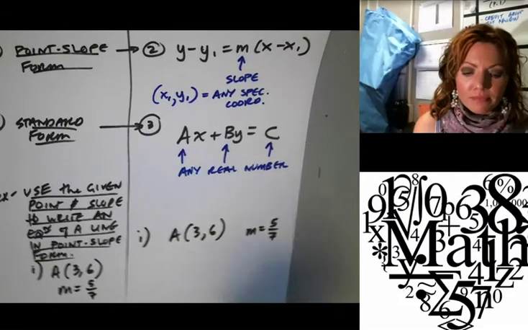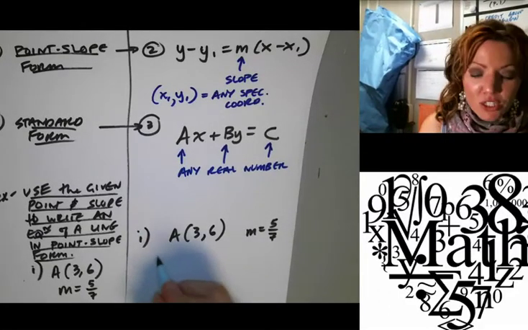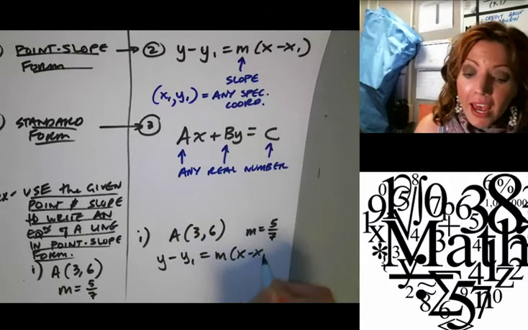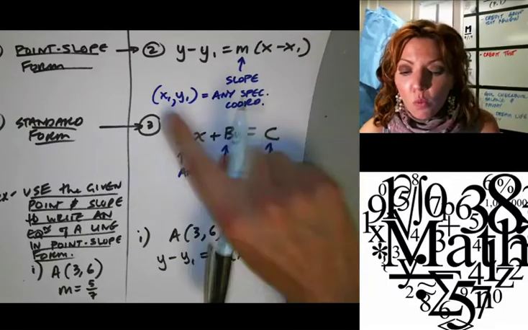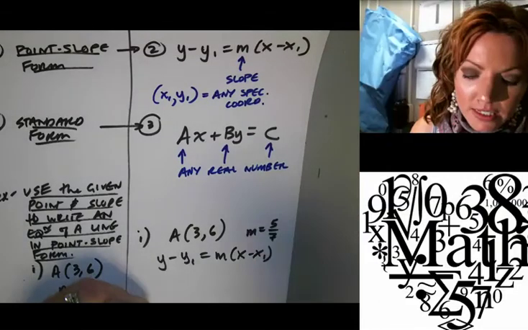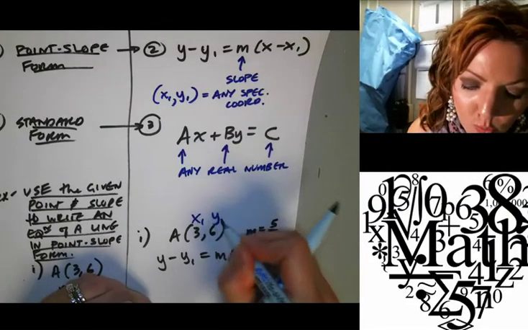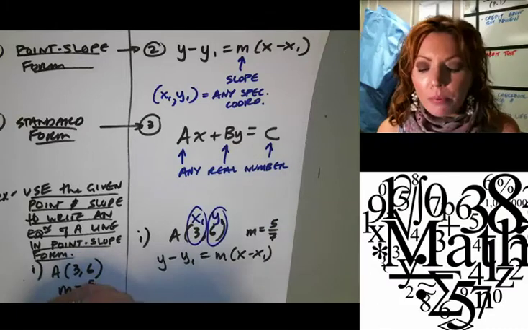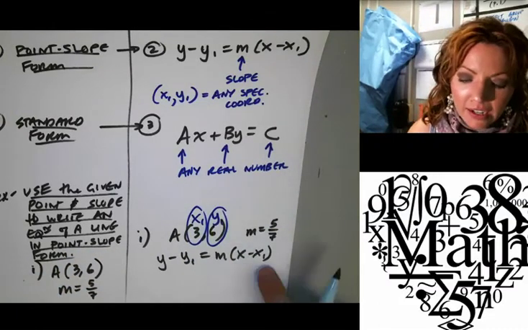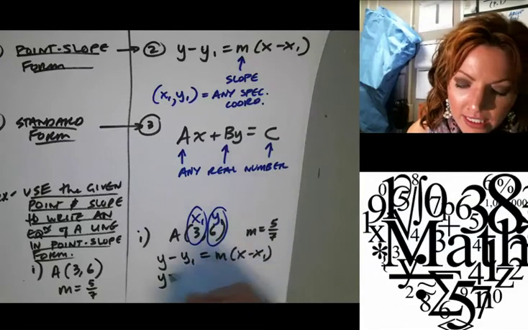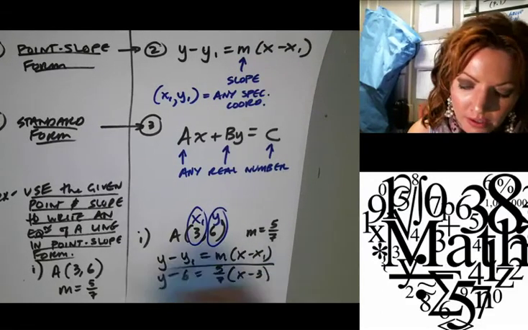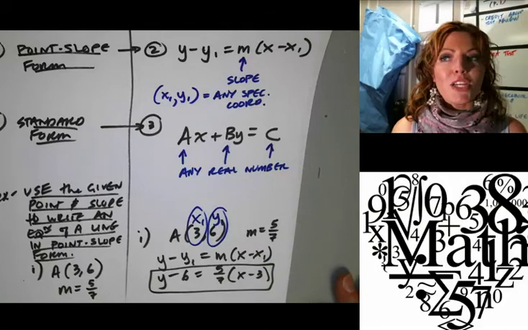All right. Talk faster. Point-slope form. Let's write it down. Y minus y1 equals m times x minus x1. We set up here. x1, y1 is any specific coordinate. Do we have a specific coordinate? Yes. So this is x1, this is y1. And do we have a slope? Yes. So I'm plugging these numbers in. For y1, I'm plugging in 6. For m, I'm plugging in 5/7. And that's it. Questions?